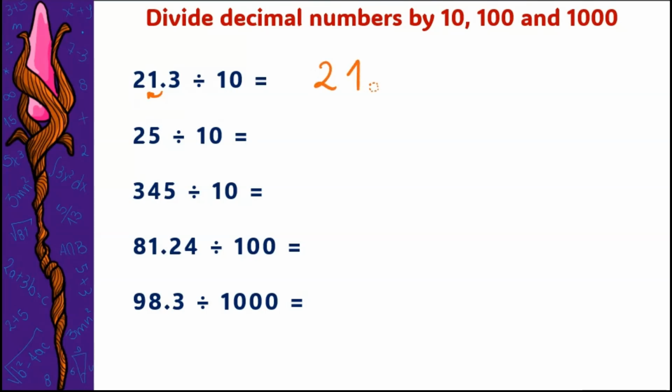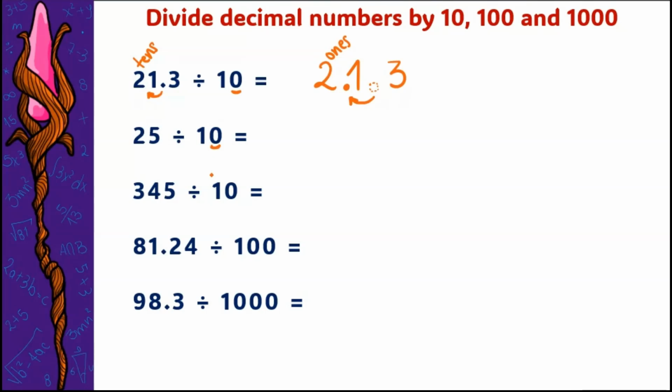21.3. The point was here. We move it one place to the left. So we get the 2.13. Let's check what happened with the 2. The 2 was in the position of the tens, and now it's in the position of the ones. It becomes 10 times smaller. Excellent. It's correct. One place.